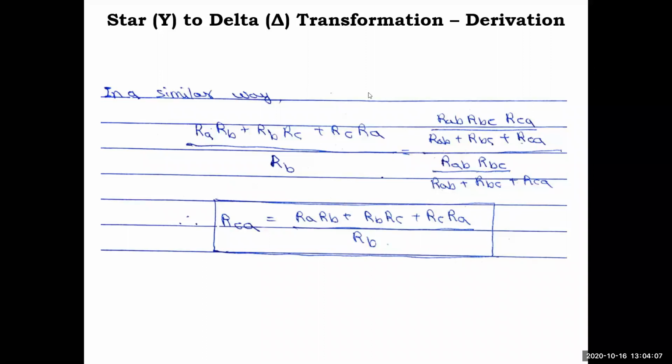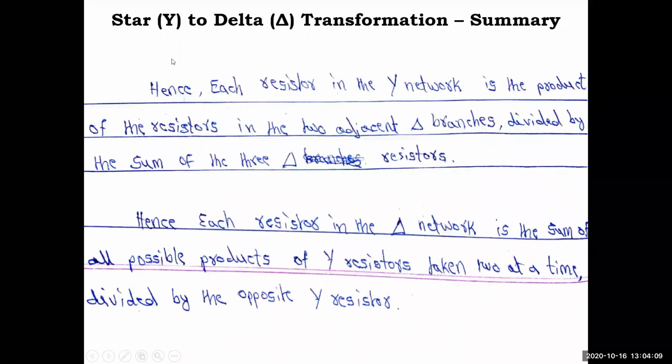I will summarize what we have done. In the first transformation, we did the delta to Y transformation. Each resistor in the Y network is the product of the resistors in the two adjacent delta branches, which I showed you. Each resistor in the Y network is the product of the two adjacent delta resistors, divided by the sum of all three delta resistors.